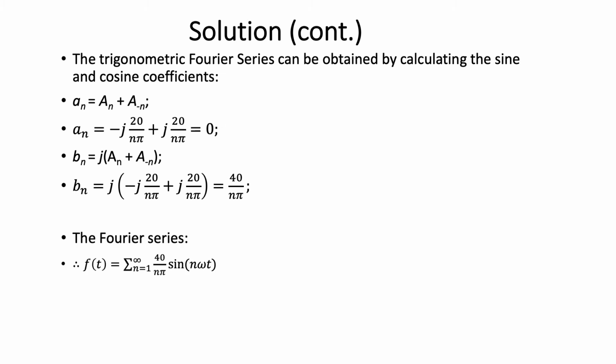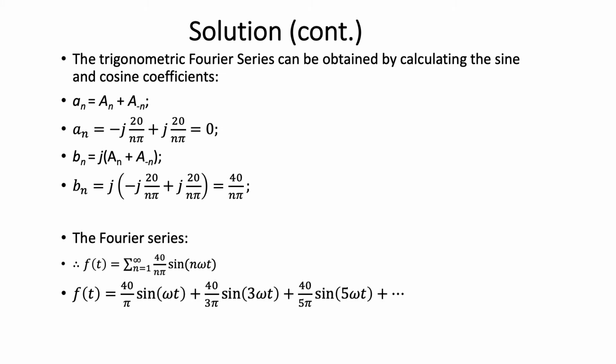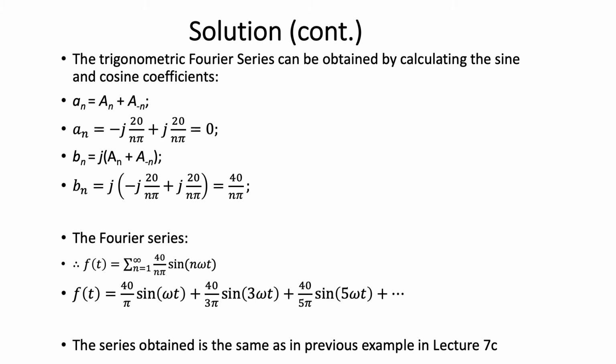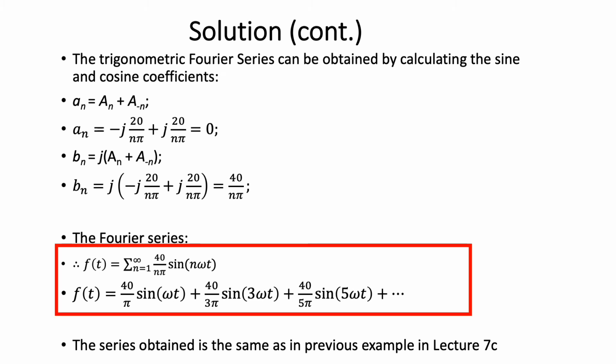The Fourier series is f(t) equals summation of n equals 1 to infinity of 40 over n pi sine n omega t, or if we expand, f(t) equals 40 over pi sine omega t plus 40 over 3 pi sine 3 omega t plus 40 over 5 pi sine 5 omega t plus triple dot.